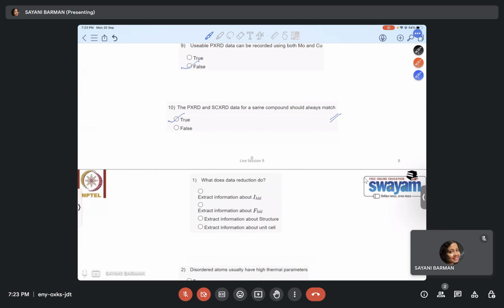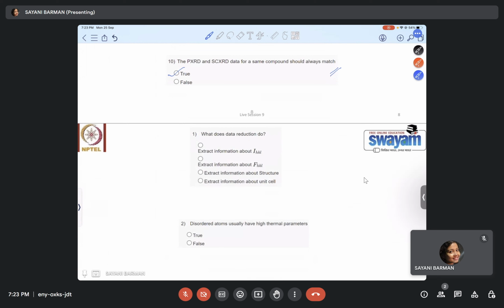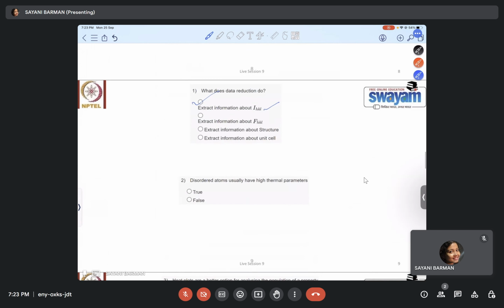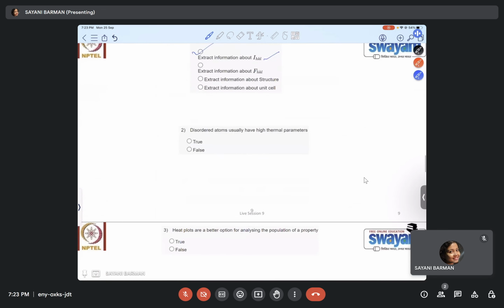The next one is, what does data reduction do? It extracts information about the diffracted intensity. Disordered atoms usually have high thermal parameters. Yes, of course, because they're disordered, right?